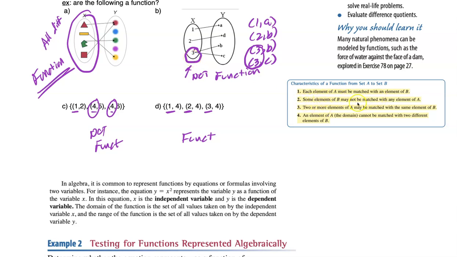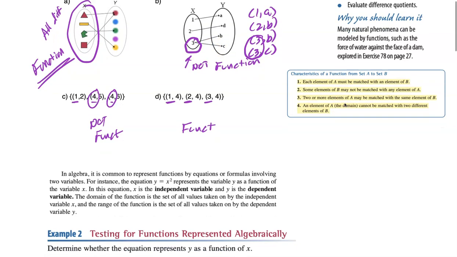Some elements of B may not be matched to elements of A, like you see here. Right now, they're not all used. Two different elements of A may be matched to the same element of B. That's what we're doing here. See how they both went to the red there? That's fine. All we care about is the x. An element of A, the domain, cannot be matched with two different elements of B. That's what they're saying here, right? So you can't have this guy go to two things there. So that's probably a longer way of saying the thing I said earlier.